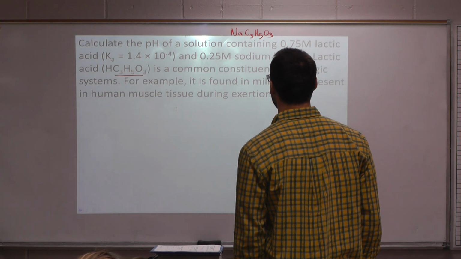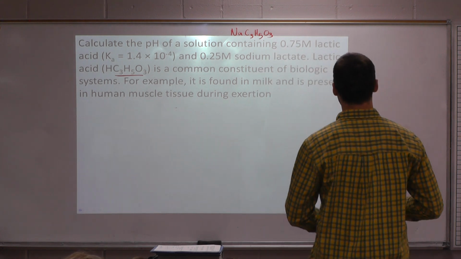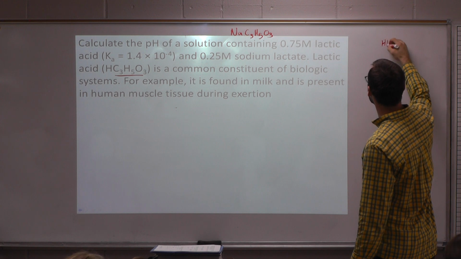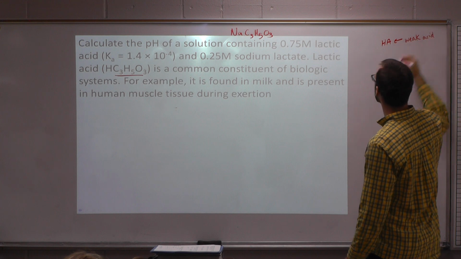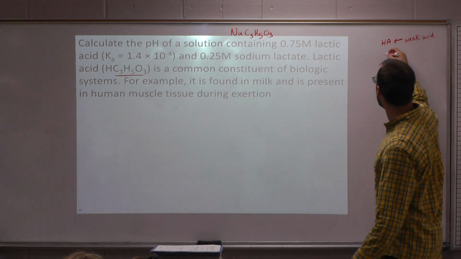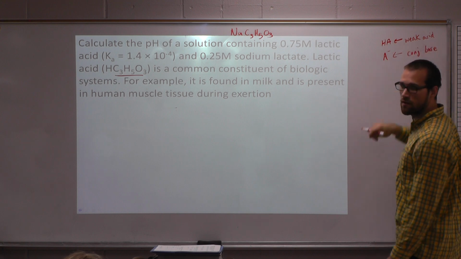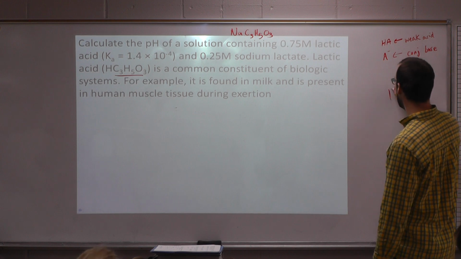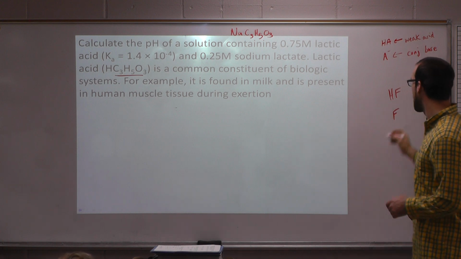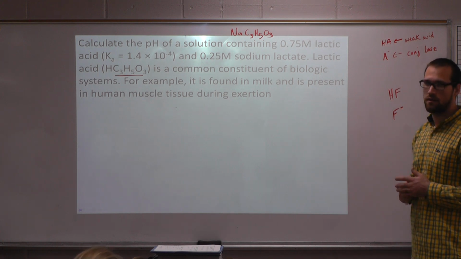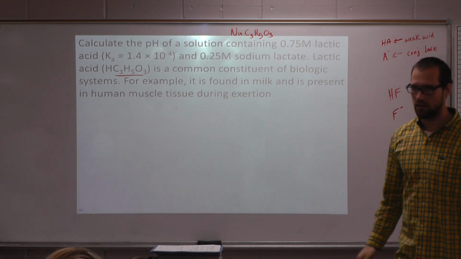What's HA? That's just a generic hydrogen-containing weak acid. Hydrogen, and then A is like a variable. A minus is a generic way for the conjugate base of that weak acid. It's generic. So like HF would be your weak acid, and F minus would be your conjugate of it. The acid with the hydrogen, and the conjugate after it's given up.